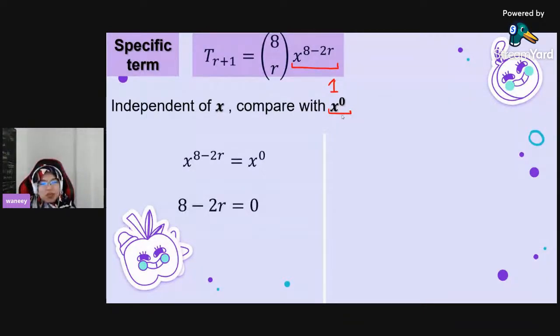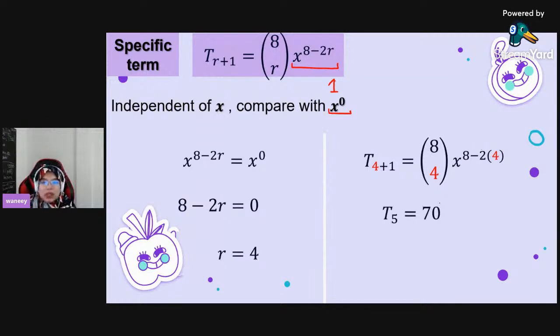So 8 minus 2r is equal to 0, which means that r must be equal to 4. Okay, so now once we know the value of r, go back to the general formula and substitute the value of r in. So we get T5 = 8C4 x to the power of 8 minus 2 times 4. And then again, of course, you should use your calculator for this. So T5 is simply equal to 70.